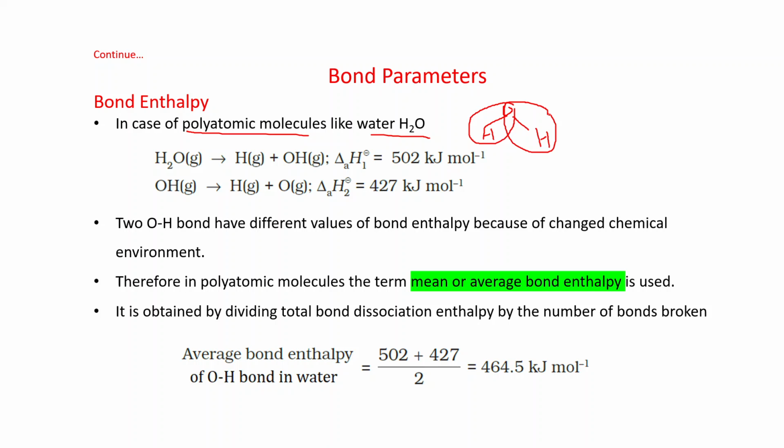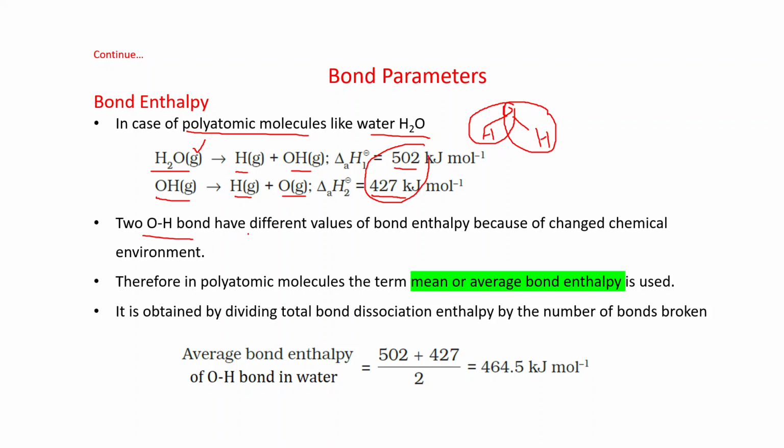And these two OH bonds are broken in steps. In the first step, H2O in the gaseous state will dissociate. Remember it. It dissociates to give H gas and OH gas. And in this case, the bond enthalpy is 502 kilojoule per mole. And now this OH gas will dissociate to give H gas and O gas. And in this, the bond enthalpy is 427 kilojoule per mole. You can see both are different.